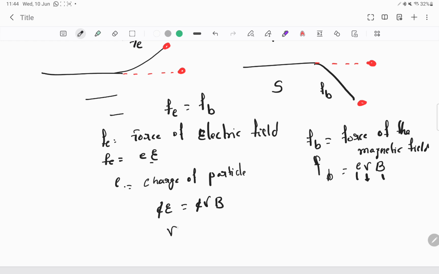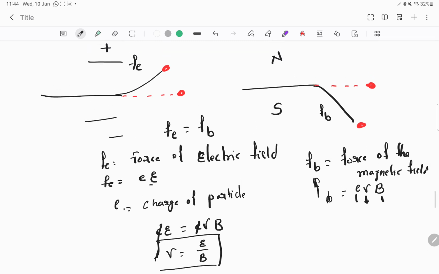Now from this can we write velocity? We can determine the velocity, right? We know the applied electric field strength, and also we know the applied magnetic field strength. From this we can calculate velocity. So what is our aim? Why did we start this experiment? We want to calculate the e by m ratio.